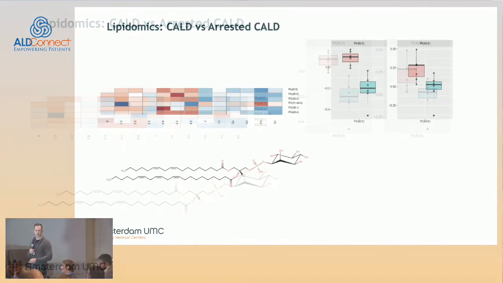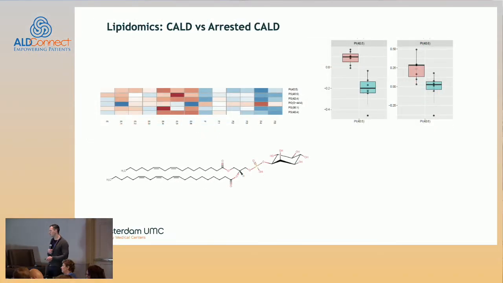So this is a phosphatidyl inositol. It looks like this. So it's composed of 2 fatty acids connected to a glycerol backbone that's connected to an inositol head group. And this marker is actually interesting because as you can see here in the box plot, we can distinguish cerebral patients that are progressive in nature from cerebral patients that have arrested lesions. And also here there's another one.